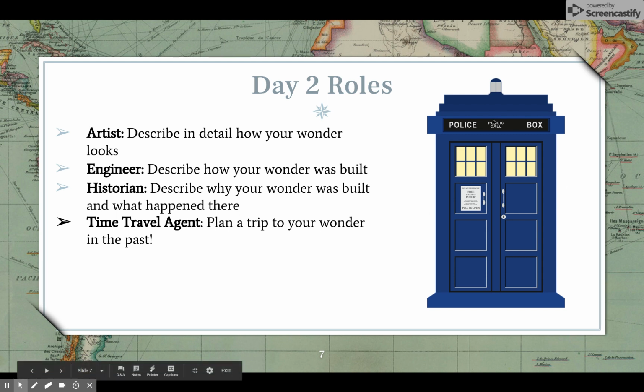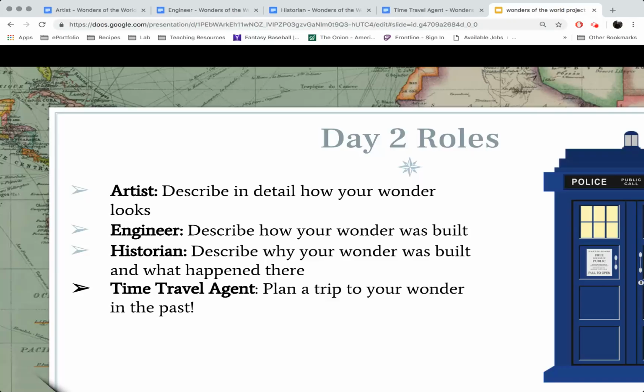That's why I put a picture of Doctor Who's TARDIS over here. Okay, so you can travel in time and you're going to have to plan a trip into the past and answer some questions about that and what that would look like. So let me just show you the four worksheets real quick for each of the roles.